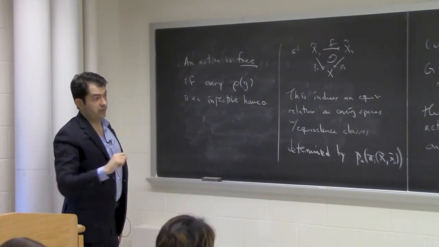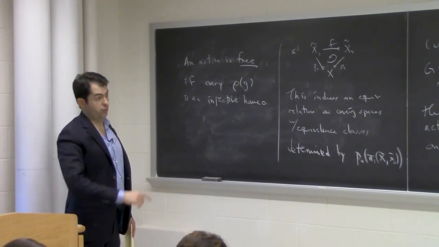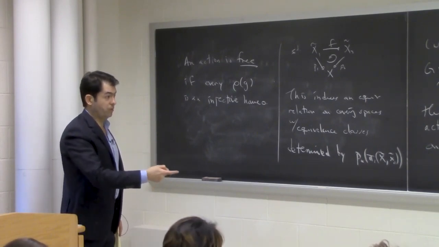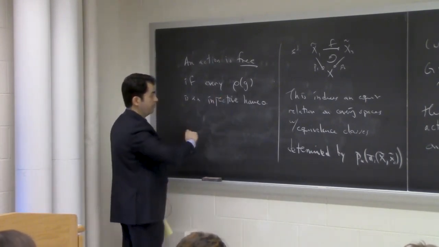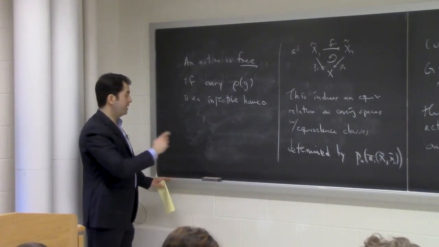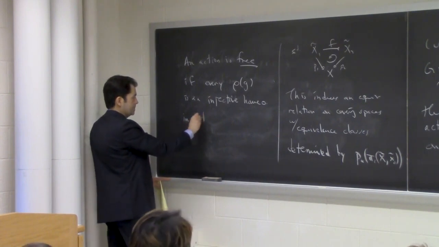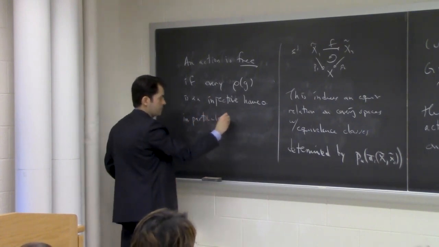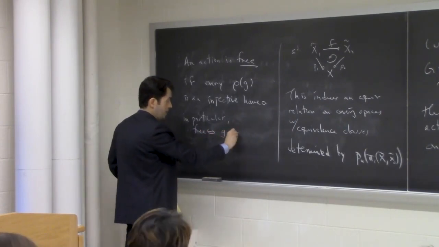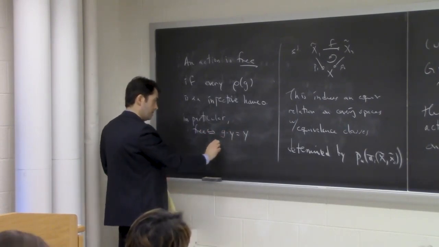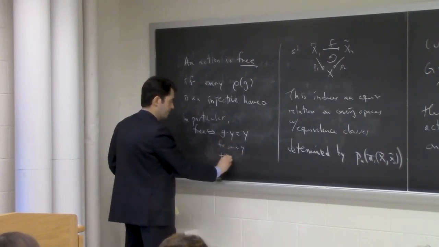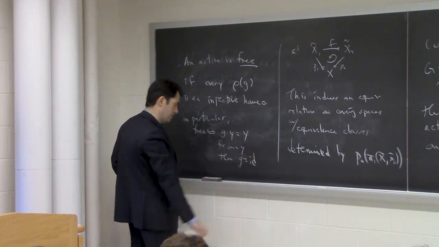rho is injective, right? So no two elements give you the same homeomorphism. This tells you that each one of them is an injective map, right? So in particular, free says that if g times y is equal to y for some y, then g has to be the identity.